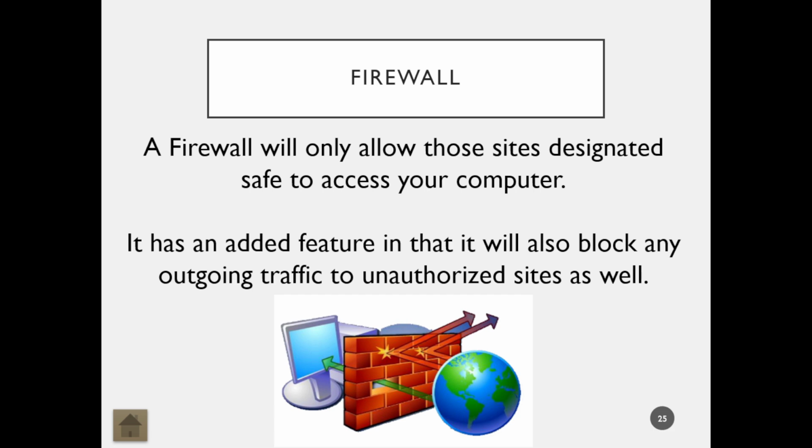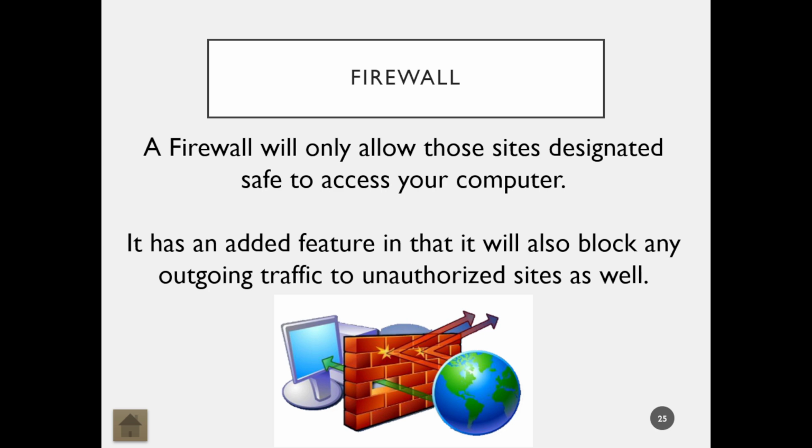It also has an added feature in that it will block any outgoing traffic to unauthorized sites as well. So your firewall software can be customized to say, well, look, the person who's using the PC is not allowed to go to these sites, and these sites are not allowed to communicate with the PC, and so it can act as a blocking mechanism there as well. But it's a lovely piece of software that just ensures that you can browse the internet safely.